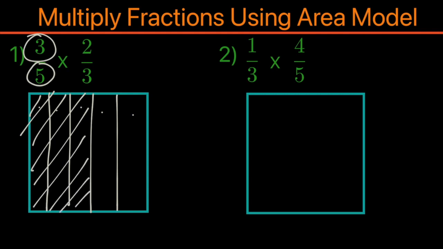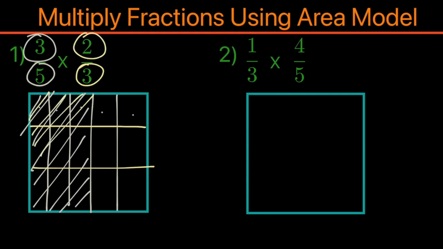Okay, so that's 3 out of 5. Next, I'm going to use a different color, and we see the denominator being 3, so that means we need to separate 3 sections, but this way we're going to do it vertically. So that's 1, 2. So now we have 3 sections, and we're going to shade 2 sections off of that. So let's shade here in yellow.